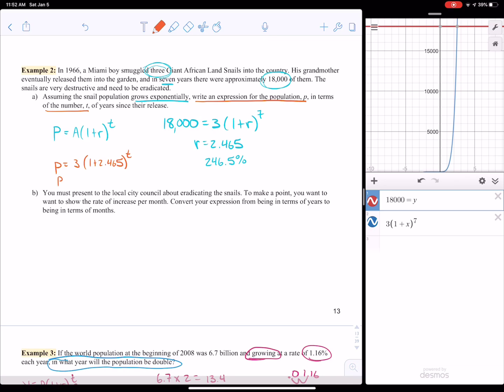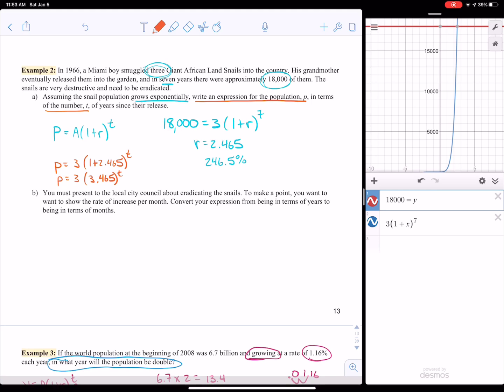And then P equals 3, and they might go ahead and add to make that 3.465 as one number. So you could see it written either way. Sometimes they leave it spread out as 1 plus the rate, and sometimes they go ahead and combine it, so it's like our B value we call for exponential equations.